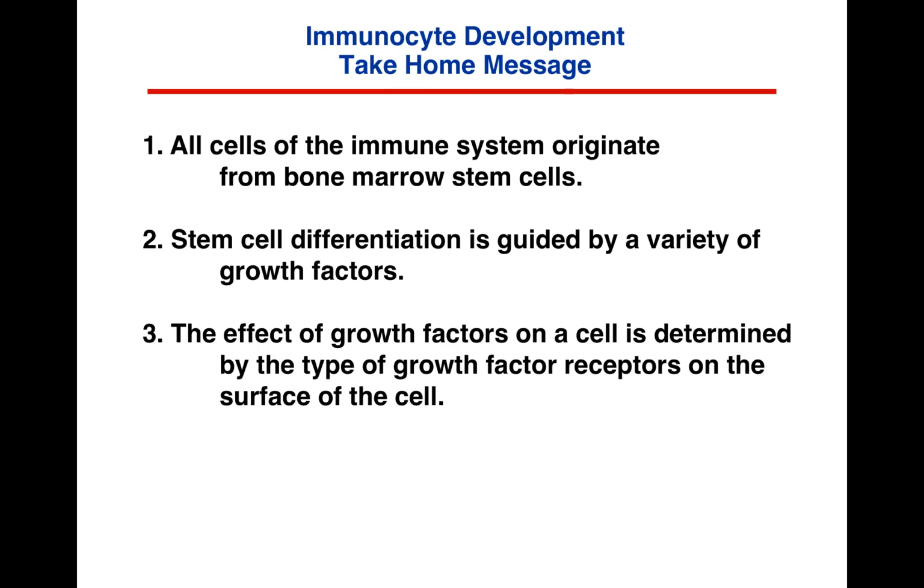One, all cells of the immune system originate from the bone marrow, particularly bone marrow stem cells, which are critical. These are so critical that if you lose these cells, you can't generate either immunocytes or immune cells or blood cells.